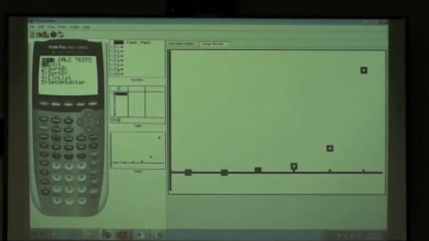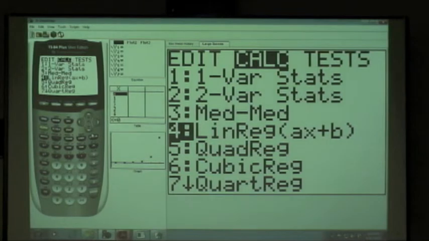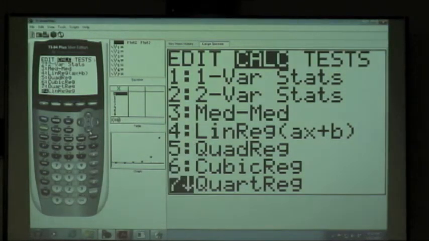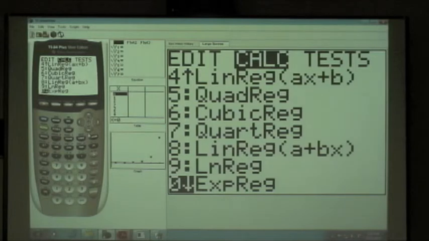So I go back to Stat, go over to Calculate, and remember, the REG stands for a regression line, a best fitting line. So you go down this list until you find the one that you need. If I give you a linear one, choose the one that says linear regression. If I give you quadratic, choose the quadratic. But since this one was exponential, I'm going to choose EXPREG.